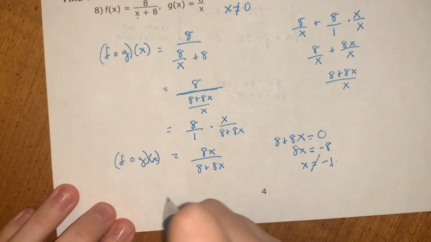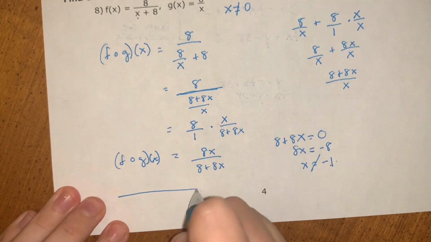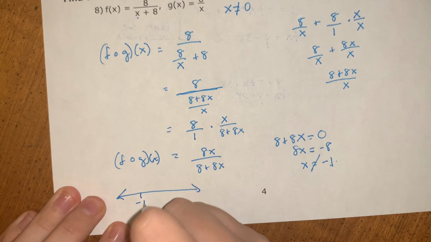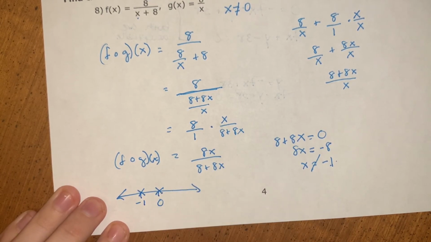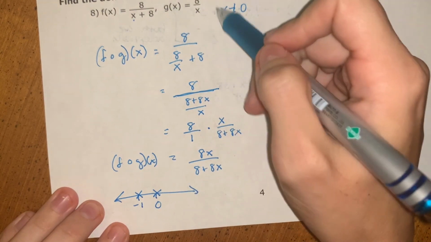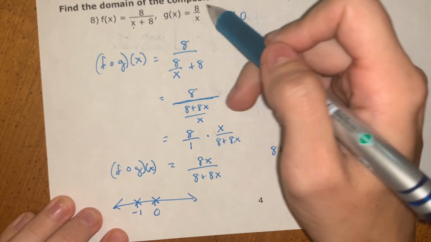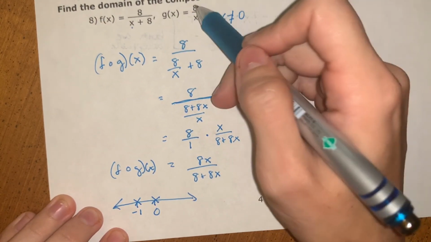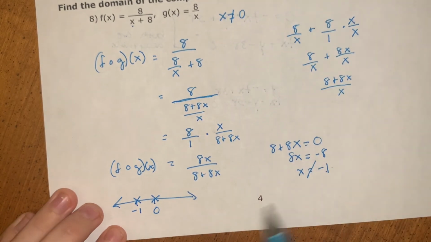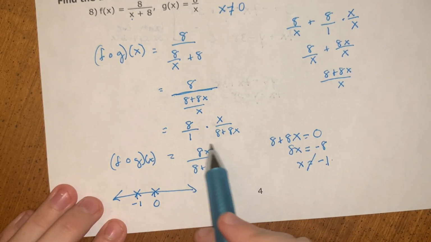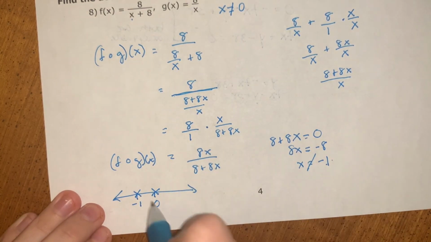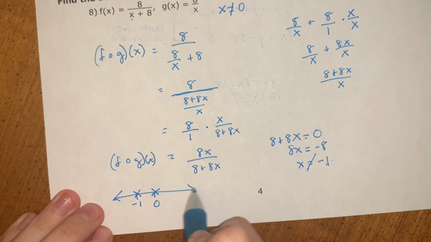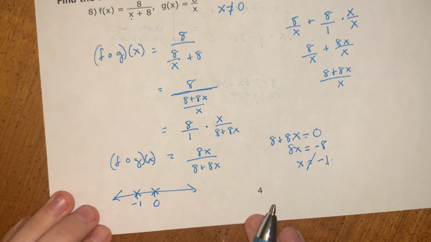So if we imagine our number line here, here's negative 1, here's 0. We don't want this one, we don't want this one, because 0 will make my g function not acceptable because we can't divide by 0, and negative 1 will make this function not acceptable because we'll divide by 0 down here. So everything else on this number line will be okay.